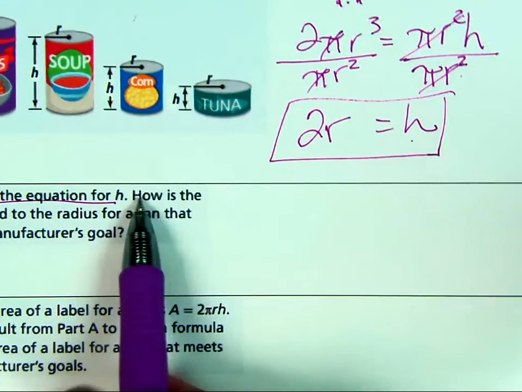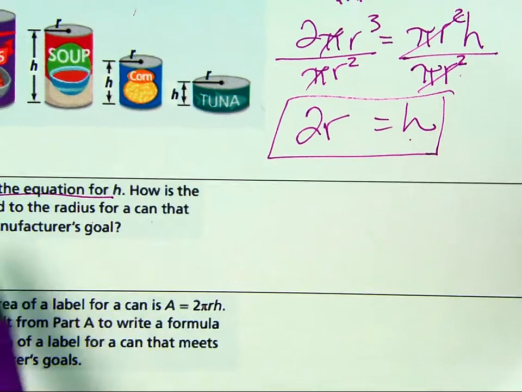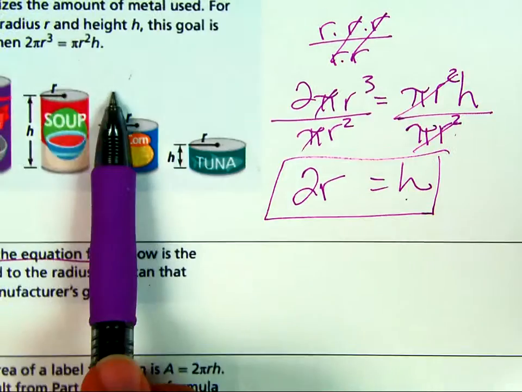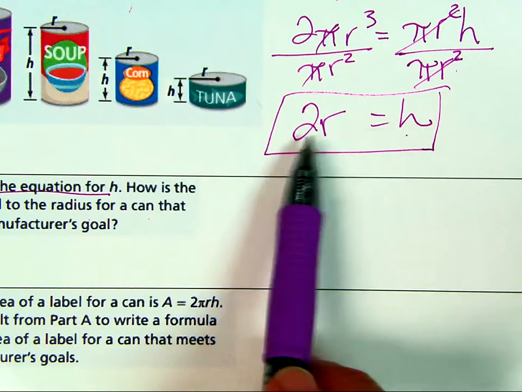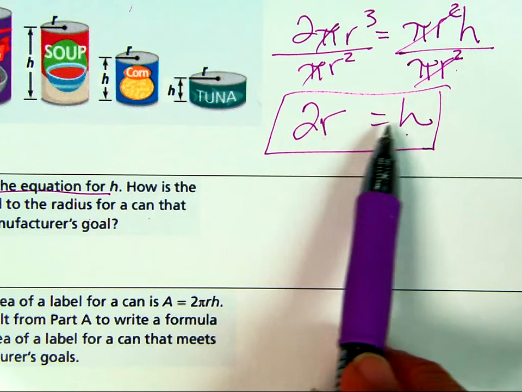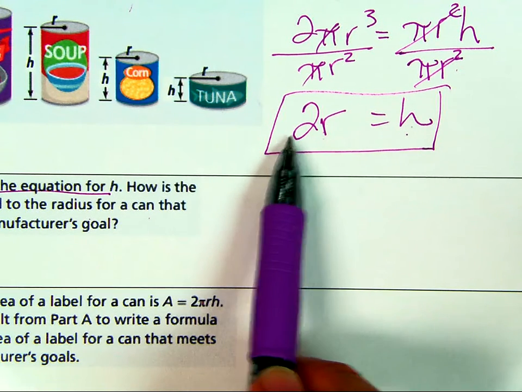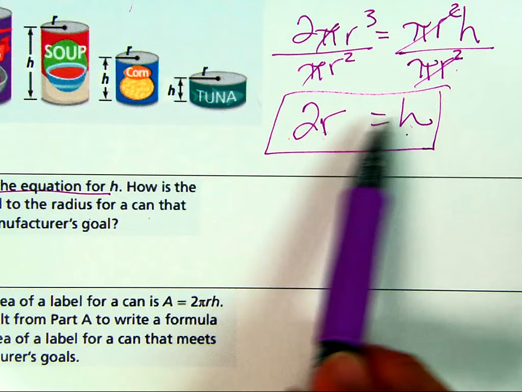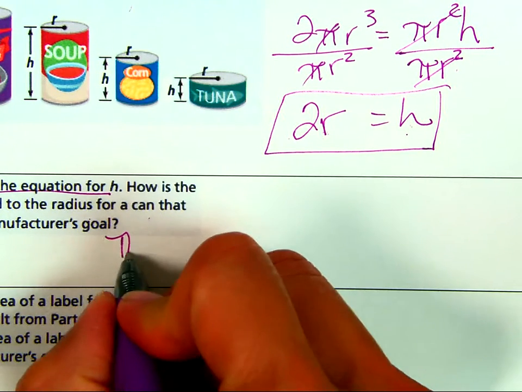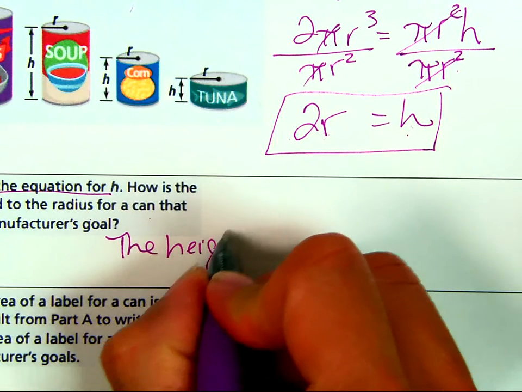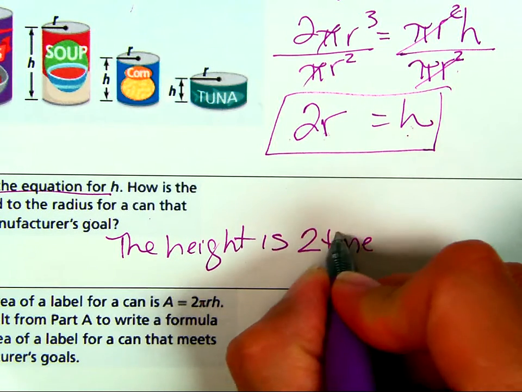And then they asked, how is the height related to the radius for a can that meets this goal that they set up, that little equation? It looks to me like the height is 2 times the radius. So the radius is half the height, and the height is twice as big as the radius. So we would just write that. The height is 2 times the radius.